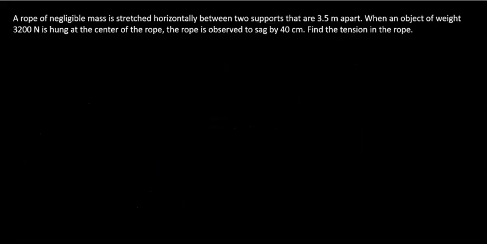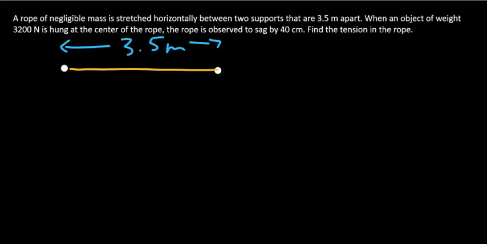Problem 3. A rope of negligible mass is stretched horizontally between two supports that are 3.5 meters apart. When an object of weight 3200 newtons is hung at the center, the rope is observed to sag by 40 centimeters. Find the tension in the rope. So you have a couple of points. The distance between them is 3.5 meters apart, and you have a rope that is stretched horizontally like that.